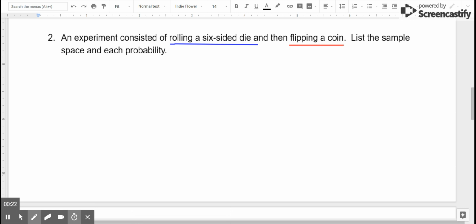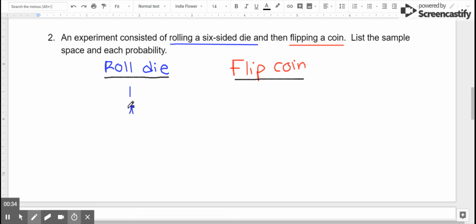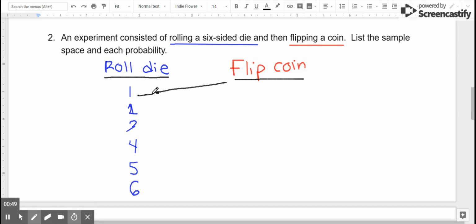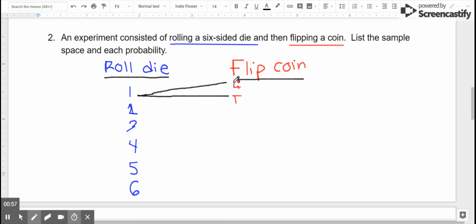So let's start by setting that up. First, I'm going to roll a die, and then I'm going to flip a coin. When I roll a die, one of 6 things could happen. I could get a 1, or a 2, or a 3, or a 4, or a 5, or a 6. Let's pretend I rolled a 1 on my die. Now it's time to flip a coin. If I roll the 1 on the die, I could get heads on the coin, or I could get tails on the coin.